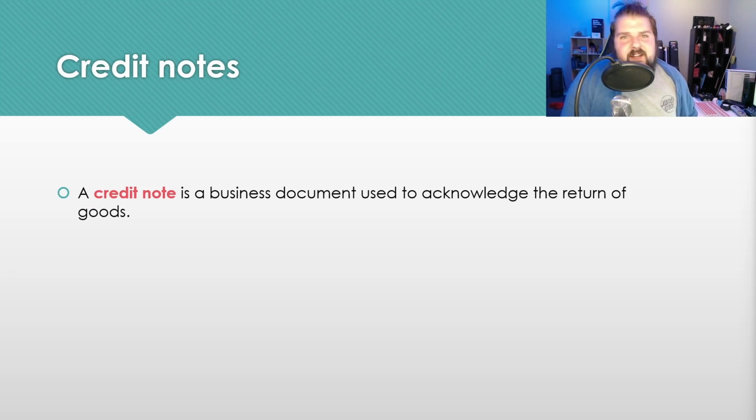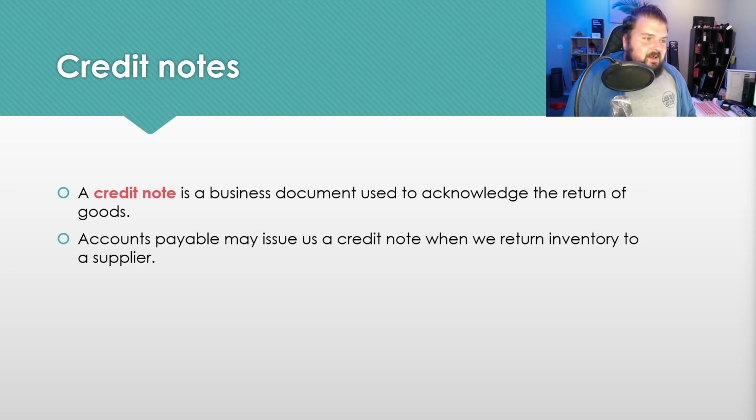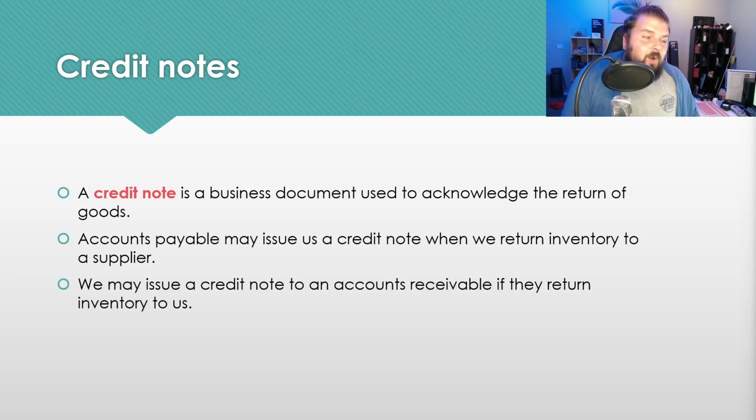So a credit note is just a document that acknowledges that the return has happened, and in this case, an account payable may issue us a credit note when we return inventory, and we might issue a credit note when one of our accounts receivables returns inventory to us. So it can be tough to keep track of, because the document doesn't change. We just need to make sure that we're tracking who is returning what and being really careful with our details.